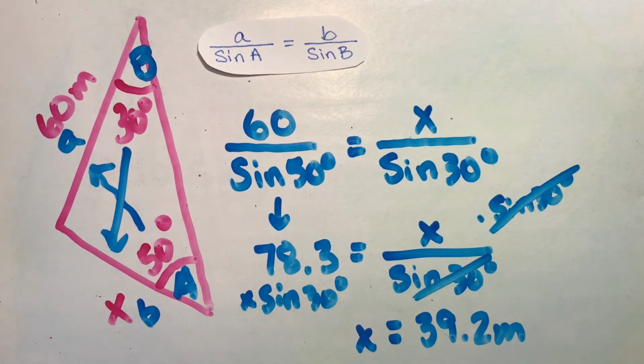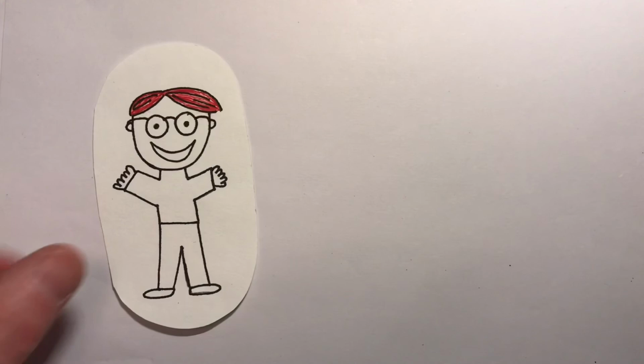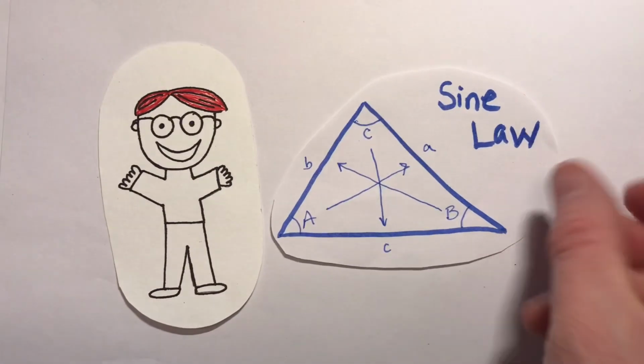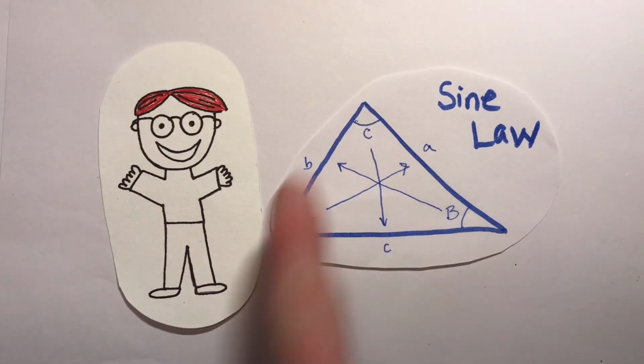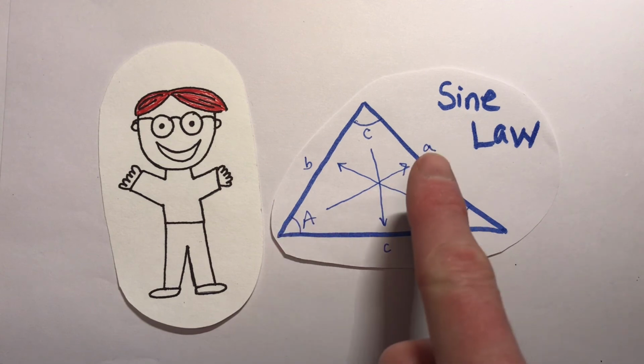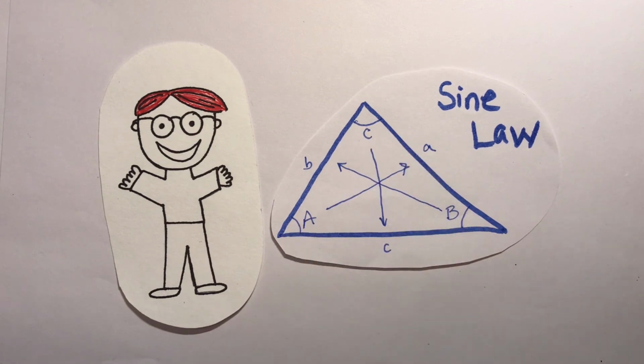So there you have it. Remember, sine law involves triangles where we do not have 90-degree angles. As long as I have one side and one angle that match up that are given to me, if I'm given any other piece of information, I can solve for a missing side or angle.